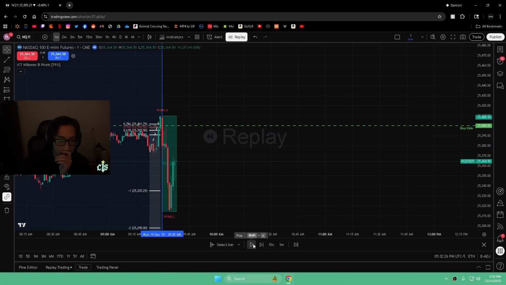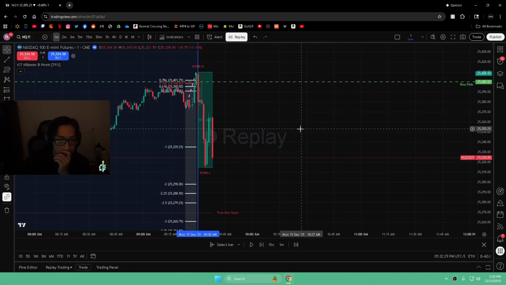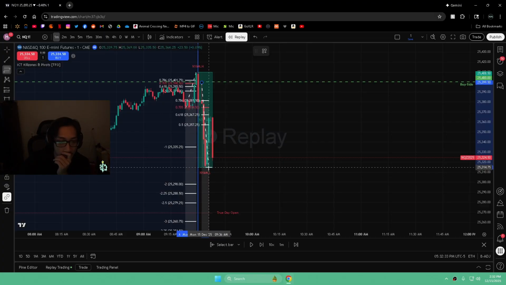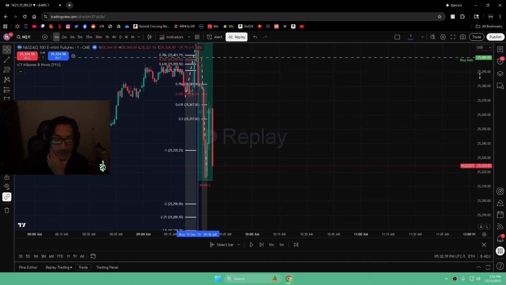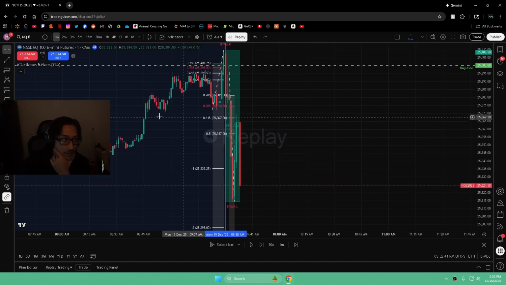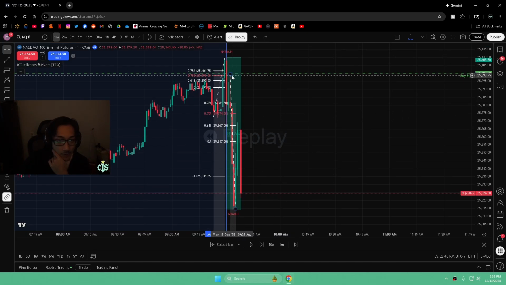Play, play, play. Here, you draw your FIB, your OTE zone from wick to wick, right? Because this is a continuation. And look, boom, here's your entry. This wick is your indication that, yeah, we're going to go lower. This was manipulation. So you would go short here.